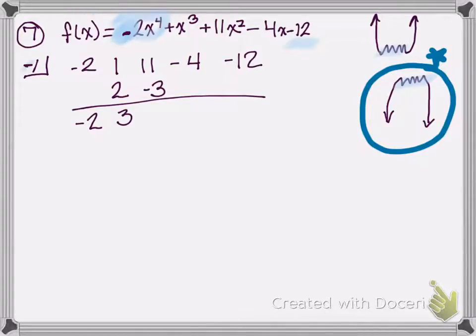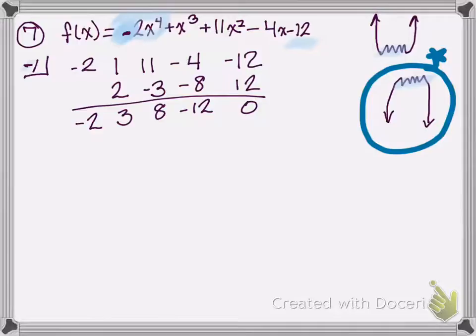11 added to negative 3 is positive 8. Negative 1 times 8 is negative 8. Negative 4 and negative 8 is negative 12. Negative 1 and negative 12 is positive 12. And we are left with a remainder of 0. Once we get that remainder of 0, then we're okay.